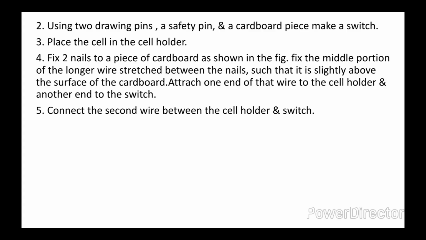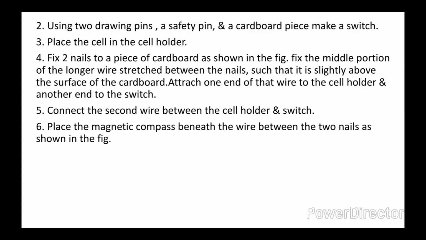Next, connect the second wire between the cell holder and the switch. So you are taking two wires. For the longer one, you connect one end to the cell holder and another end to the switch. And the second wire you connect between the cell holder and the switch. And next, place the magnetic compass between the two nails. You have to place it between the two nails.